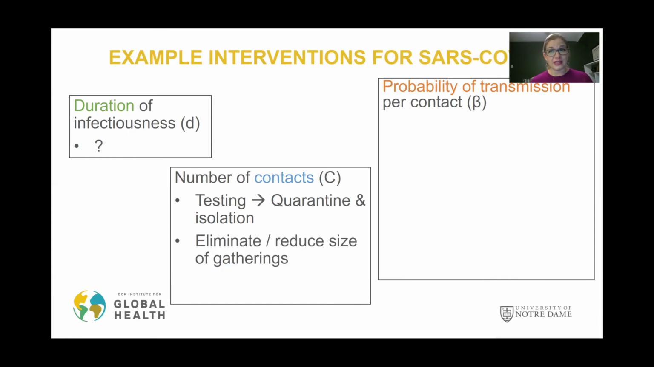We can also eliminate or reduce the size of gatherings so that when people find out they're infected, they won't have had as many contacts. And we can practice physical distancing so that we have fewer close contacts.